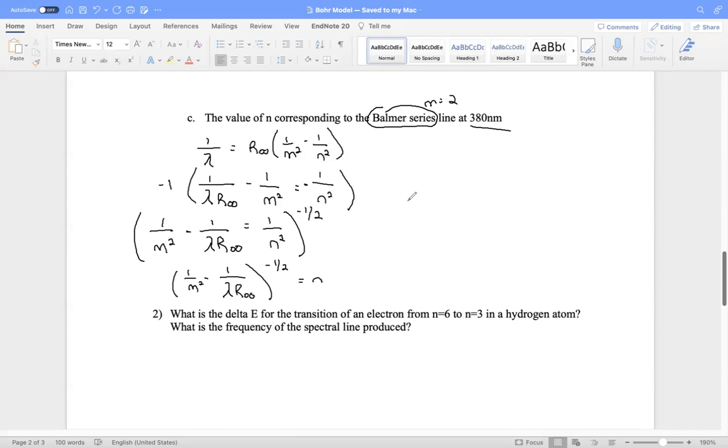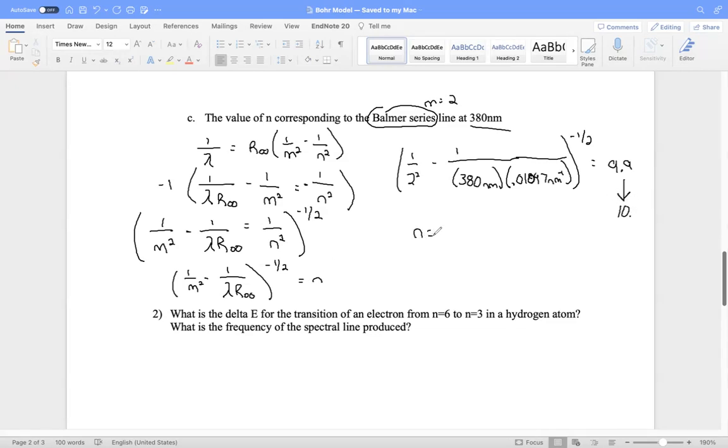And so now we can plug everything in. We have 1 over 2 squared minus 1 over, and we can leave 380 in nanometers since our Rydberg constant is in nanometers. That's the unit that we use in this equation. 380 nanometers times 0.01097 nanometers inverted. And this is all raised to a negative 1/2. And so this will give us 9.9, which we, of course, need to round up to 10 because we're looking for an integer value. And so in this Balmer series, n equals 10.